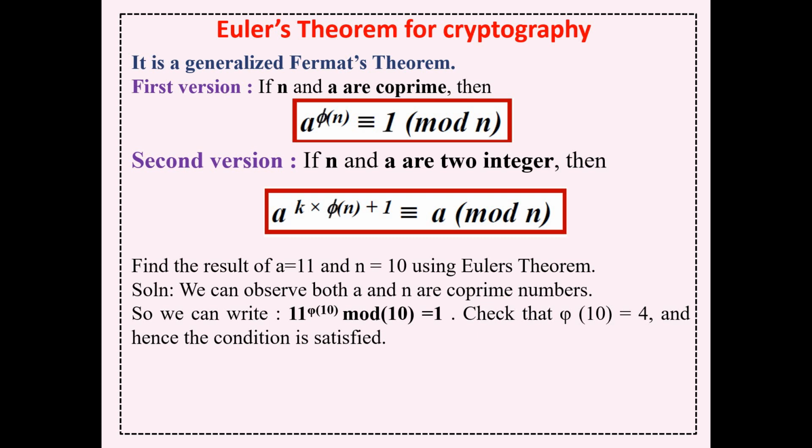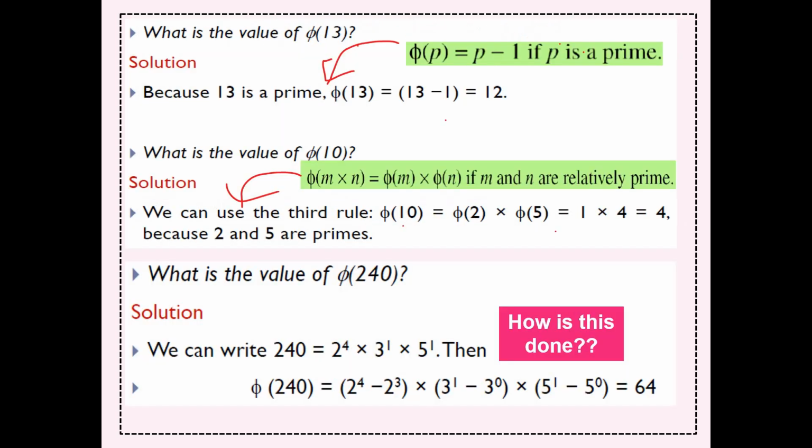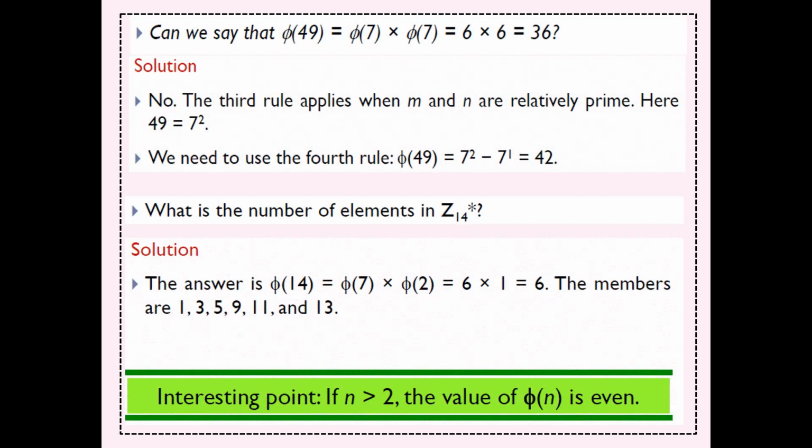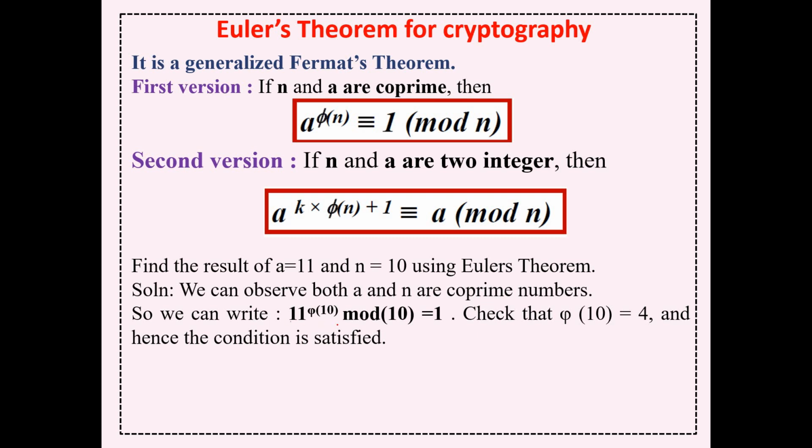So phi 10, if you remember, we had found out something as 4, if I'm not wrong. If you go back, phi 10, if you observe here, it's 4. So what we are doing here is that for 11 to the power 10, phi 10, congruent to 1 mod 10. A is 11, right? A is 11, this will be 10. This is the way we are writing it.